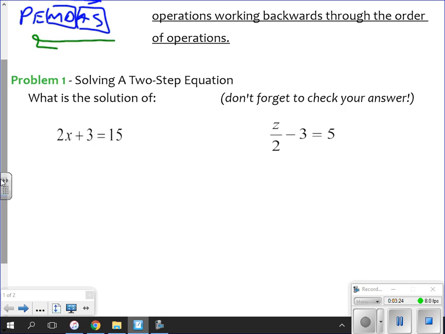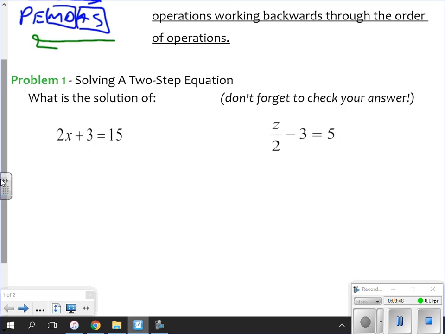So, I have two things being done to the x here. One of them is I'm adding 3. The other one is I am multiplying by 2. So x is being multiplied by 2, and I'm adding 3. Two things that I'm doing. So I have two things I have to undo.